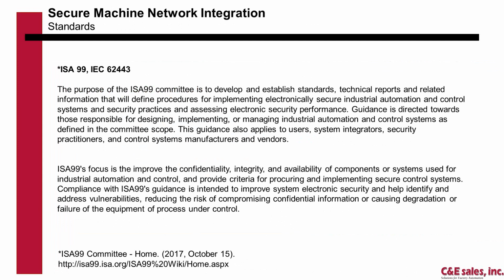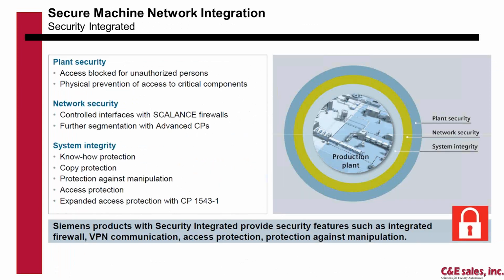The standards, ISA 99 and IEC 62443, essentially these are the umbrella standards that allow us to have different procedures defined for how we're going to implement different security practices and designs. Siemens' approach for defense in depth, we summarize it to 3 basic areas: plant security, network security, and system integrity. The one we're going to focus on today is network security, which is that middle layer there, the green layer.